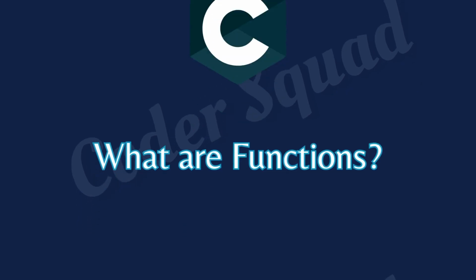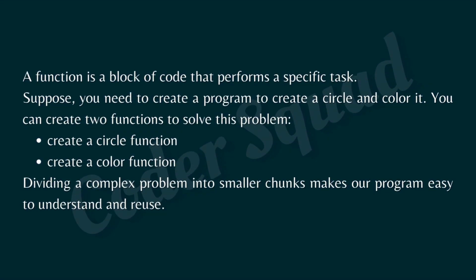In C, a function is a block of code that performs a specific task. It consists of a function header, which includes the return type, function name, and parameters, if any, followed by the function body, where the actual code is written.